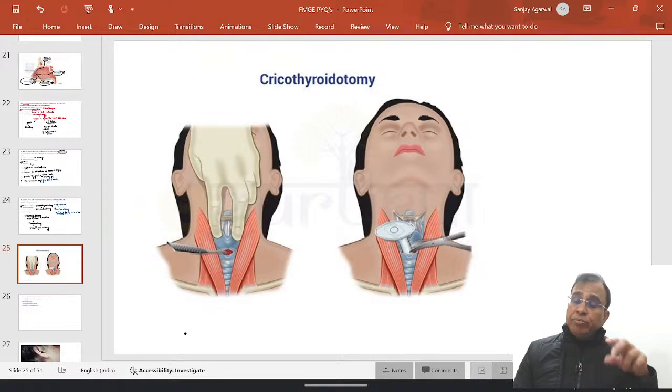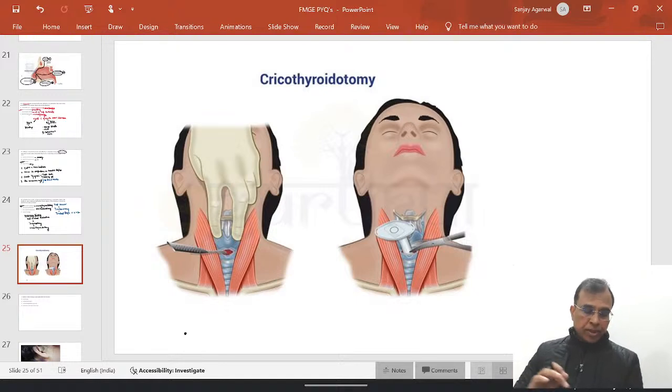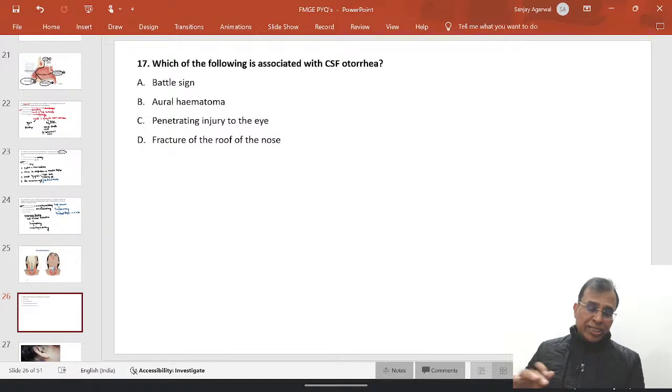They often give you an image-based question. Again, it's a spot diagnosis. They'll give you this particular image, or a similar image, and they'll ask you what is the procedure called, what procedure is being done in this patient. Straightforward question. Cricothyroidotomy, mini tracheostomy. So please remember this, guys. Simple, very important question. Okay. Then we go to the next one.